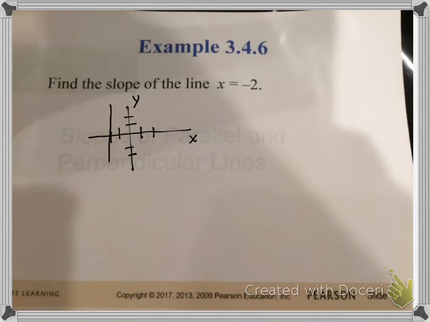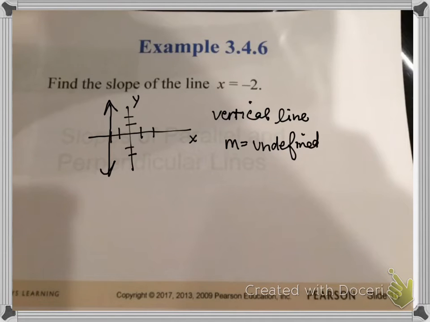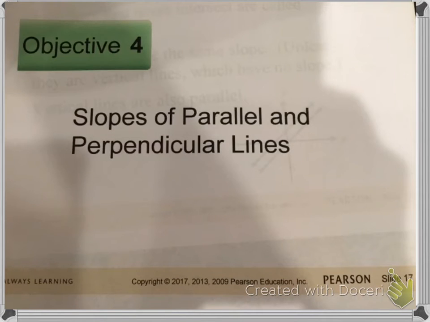X equals -2 is this line I just drew. And we can see that it is a vertical line. And when you have a vertical line, the slope is undefined. Okay. All right, objective 4, slopes of parallel and perpendicular lines.